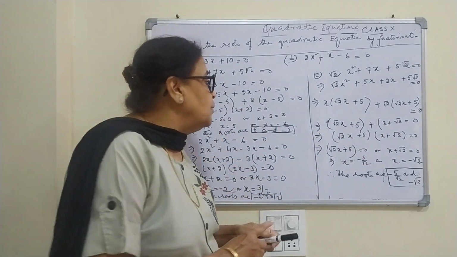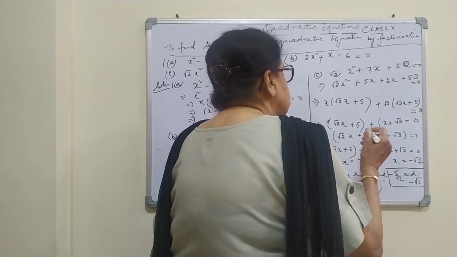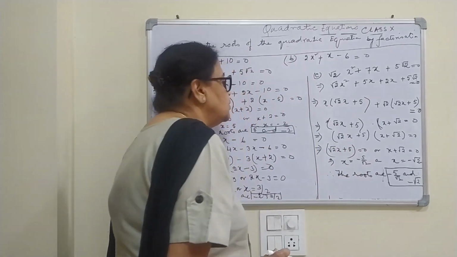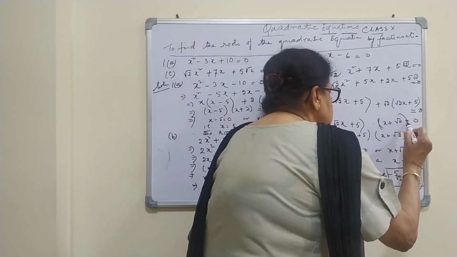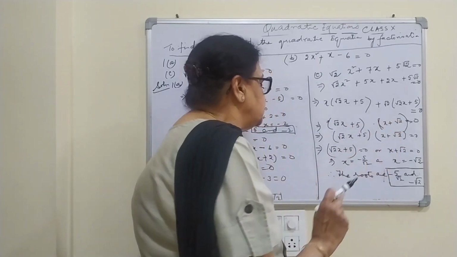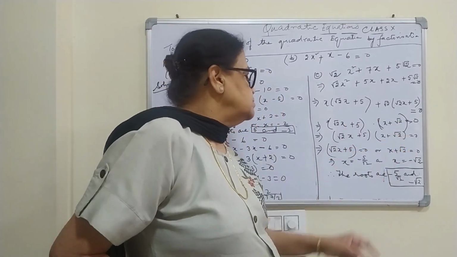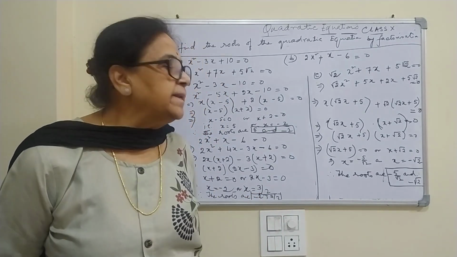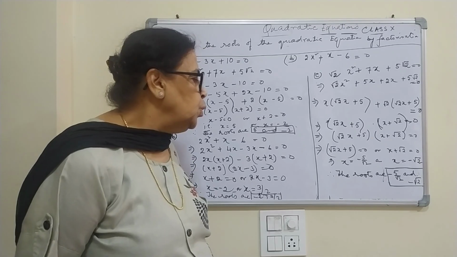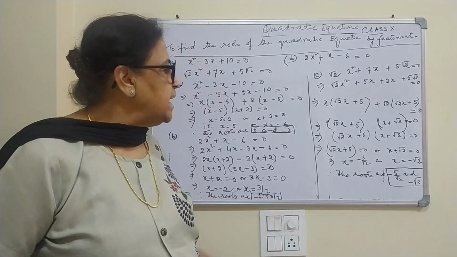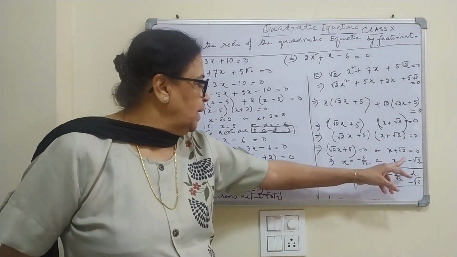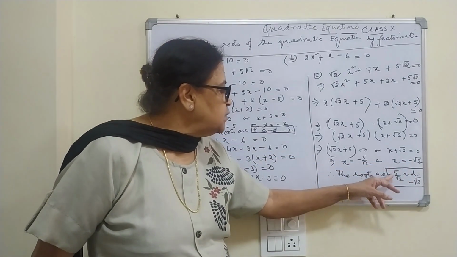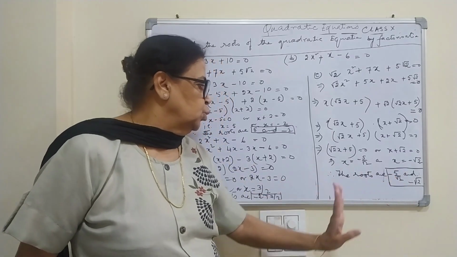Similarly, the product of two numbers is equal to 0 means this is equal to 0 and this is equal to 0. So the first factor is 2x plus 5 is equal to 0. That gives you x equal to minus 5 by root 2. And the second factor is x plus 2 is equal to 0, so x is equal to minus 2. Therefore the roots are minus 5 by root 2 and minus 2.